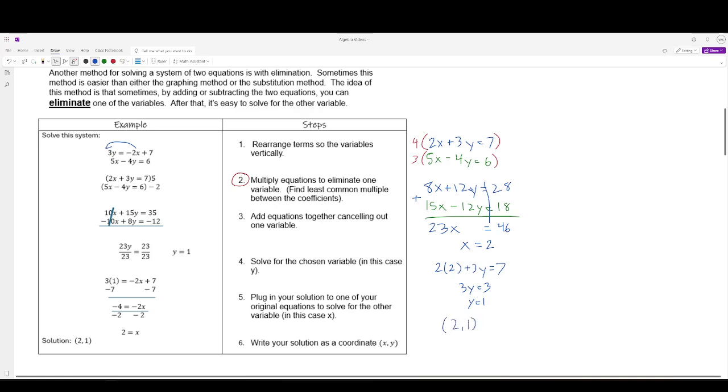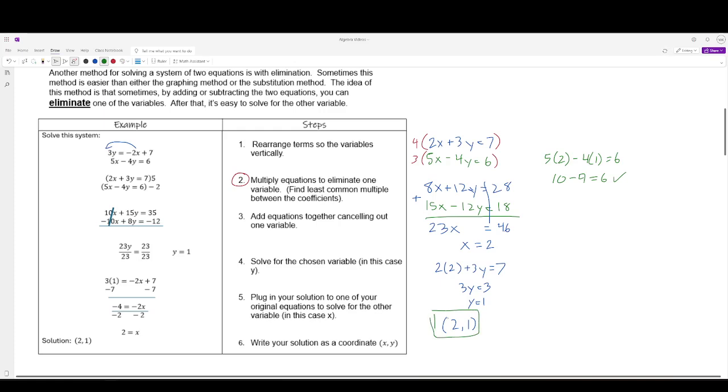But I want to use the green equation to check it. So I'm going to plug into this green equation up here my solutions, and we get 5 times 2 minus 4 times 1 equals 6. That's 10 minus 4 equals 6, which is true. So that checks out, and I know now that my solution is definitely correct.